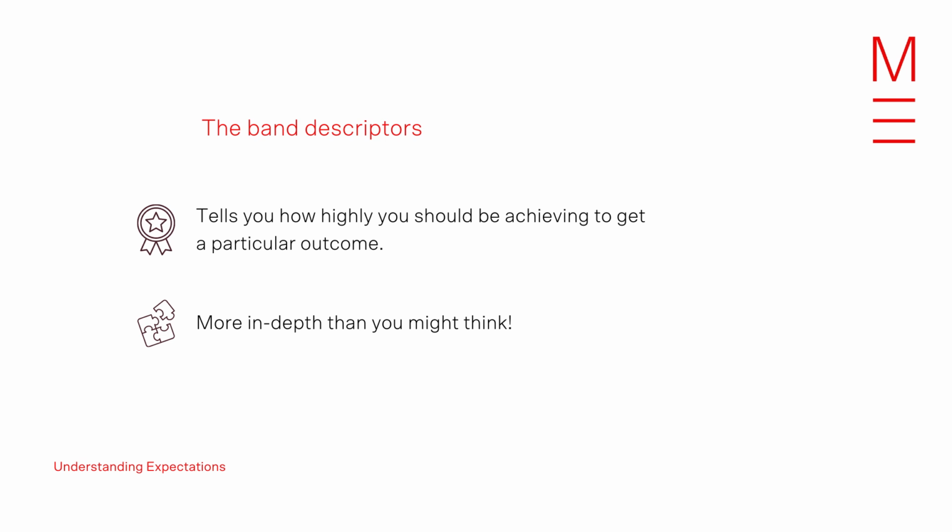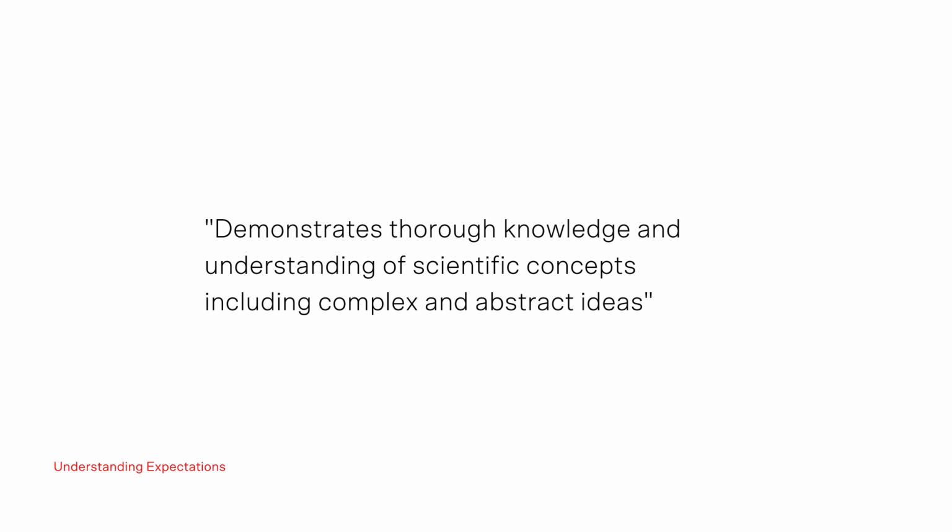These are sometimes more in-depth than you might think. For example, the phrase "demonstrates thorough knowledge and understanding of scientific concepts, including complex and abstract ideas." You might expect that to be the Band 6 understanding descriptor, but it's actually just Band 5. Thoroughness is only a Band 5 trait. To get a Band 6, you actually need to demonstrate extensive knowledge. To use a specific example, let's imagine you've got a question where you have to explain the relation of Planck's energy quantization formula, E equals hf, to our understanding of light.